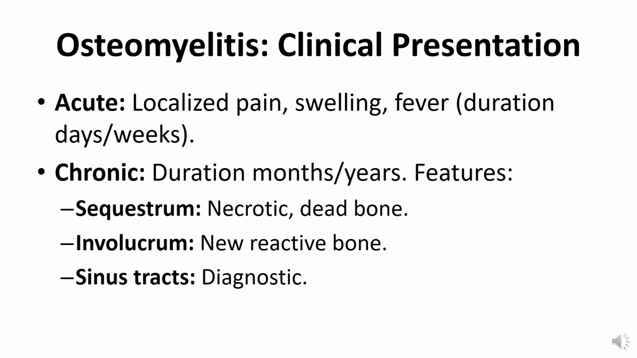Acute osteomyelitis presents with pain, swelling, and fever over days to weeks. Chronic osteomyelitis tells the story of a prolonged battle between bacteria and bone. Remember the three classic features: sequestrum, the dead bone, involucrum, the new reactive bone, and sinus tracts, the draining pathways to the skin. Recognizing these patterns early allows timely treatment, prevents complications, and improves the chances of preserving both bone integrity and function.